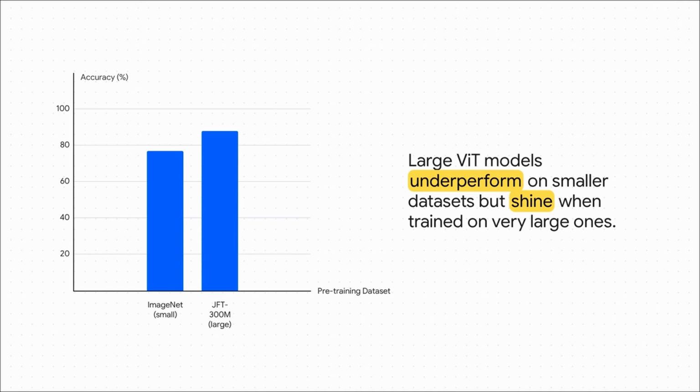When they trained it on a kind of normal-sized dataset of about 1 million images, the Vision Transformer actually performed worse than the old methods. Why? Because it didn't have any cheat sheets. It had no built-in assumptions, so it needed a truly massive amount of data to learn the absolute basics of vision from the ground up.